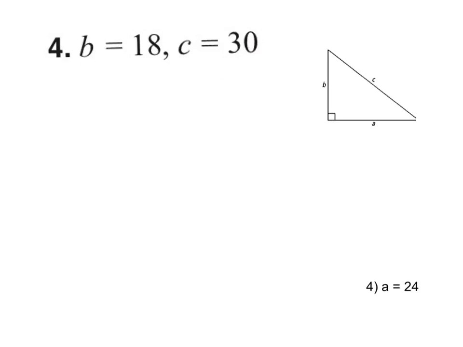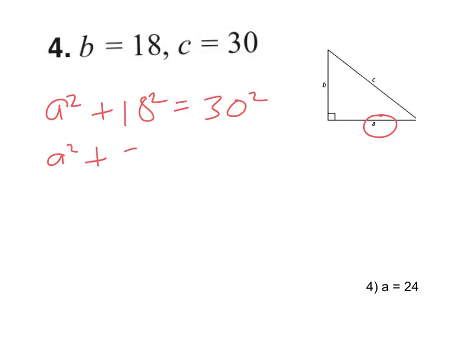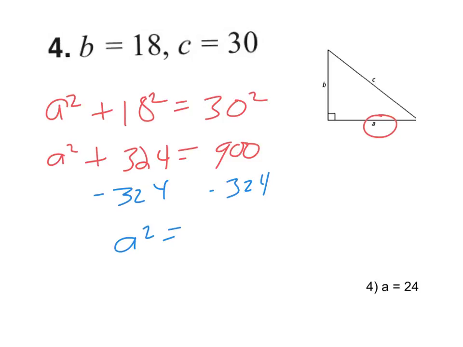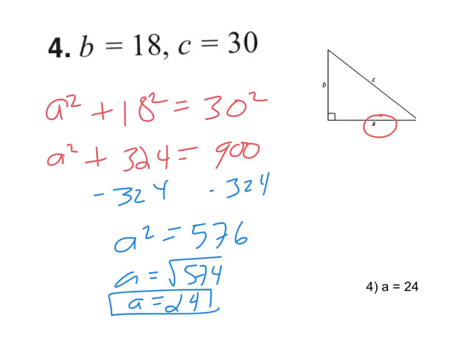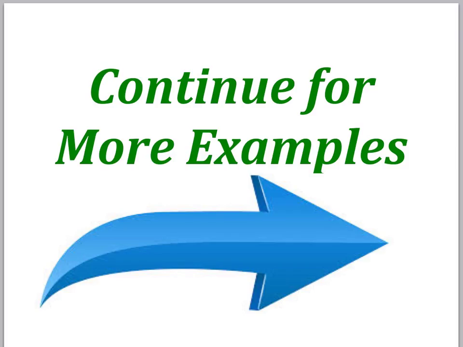So this time we are missing a. So we have a squared plus 18 squared equals 30 squared. So a squared plus 324 equals 900. And again, since we're missing a leg this time, we do have to subtract in order to find our answer. So minus 324 from both sides. A squared is 576. So a is the square root of 576, which happens to be exactly 24. All right, continue for another example from me.